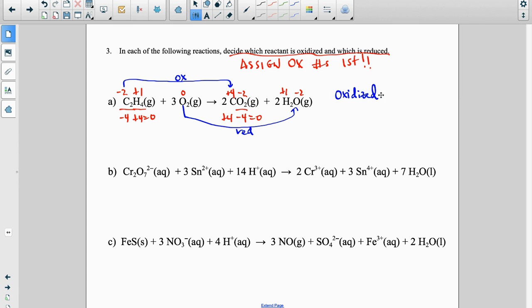C2H4. Sometimes people just say the carbon is oxidized, or we can just say the whole compound is oxidized. It's hard to separate out the carbon in there. It's bonded in. What's reduced? That would be the O2, or the oxygen.